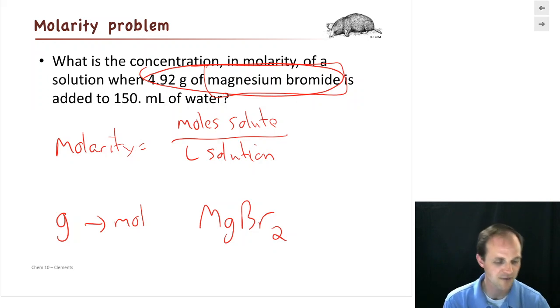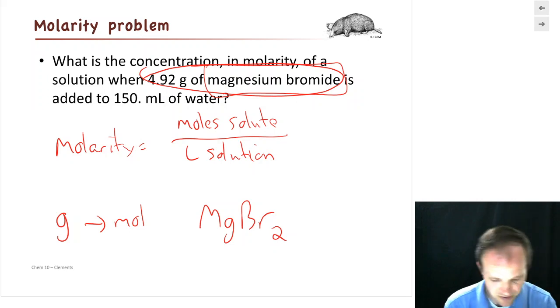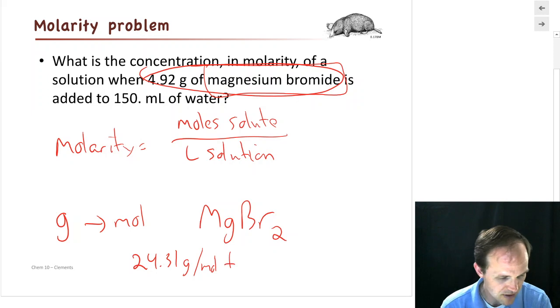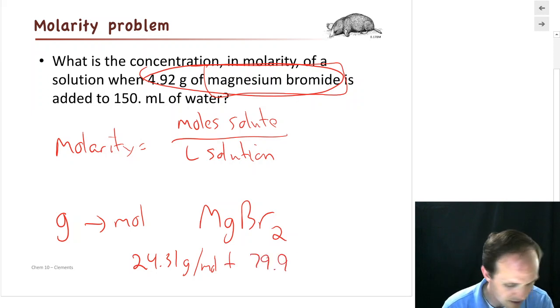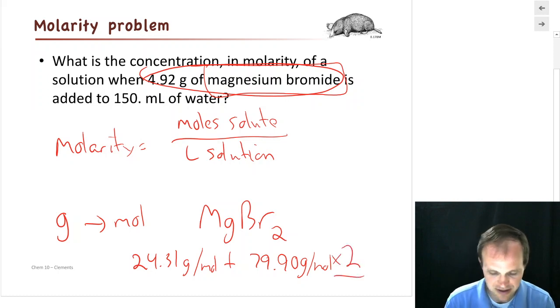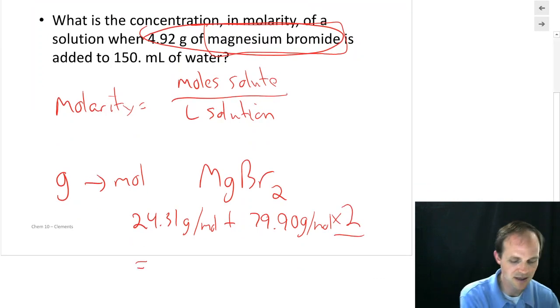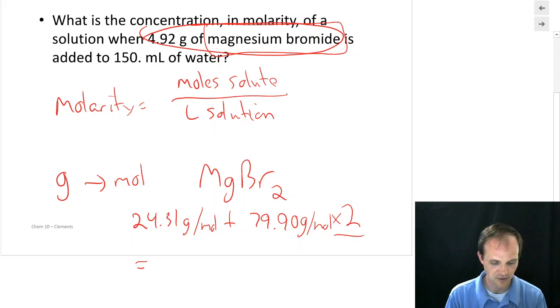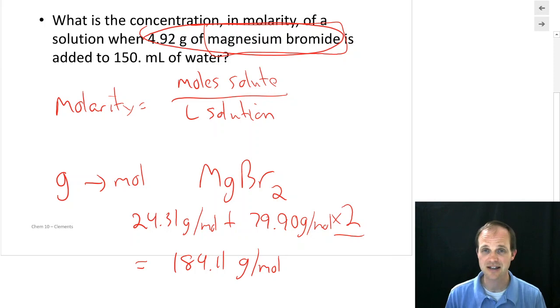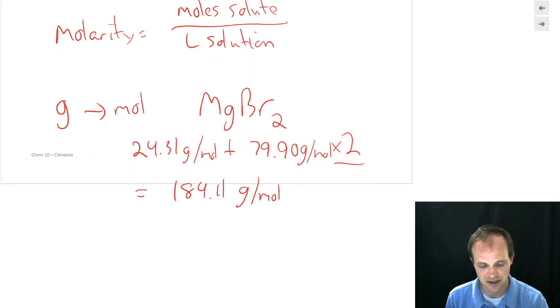When I do that, I've got that magnesium is 24.31 grams per mole. Bromine is 79.90 grams per mole. But I've got 2 of them, so I have to multiply by 2. And when I add those all together in my calculator, 24.31 plus 79.90 times 2, I get 184.11 grams per mole.